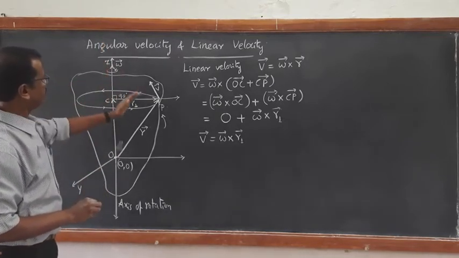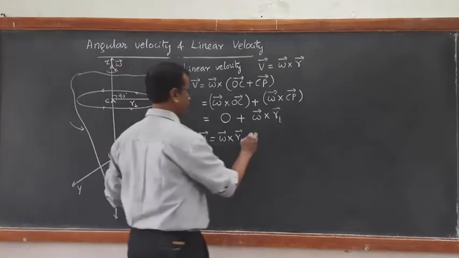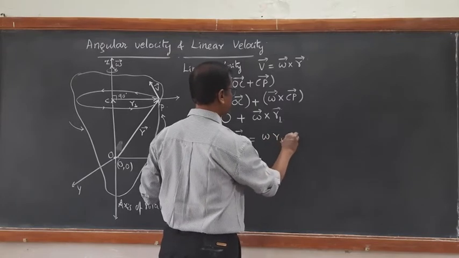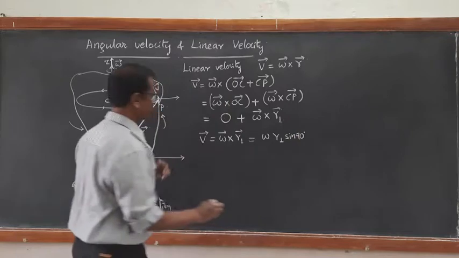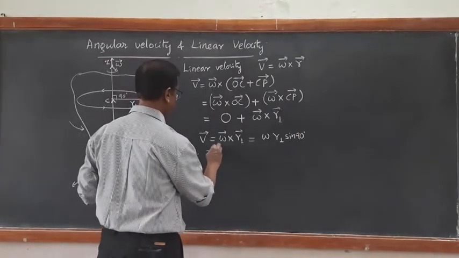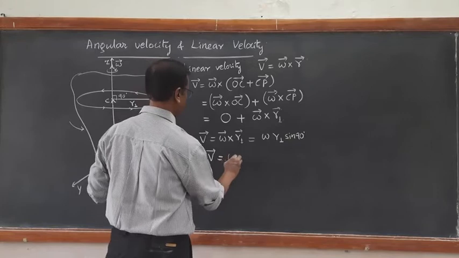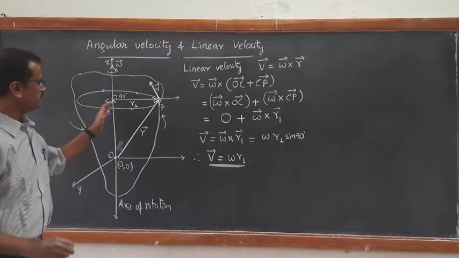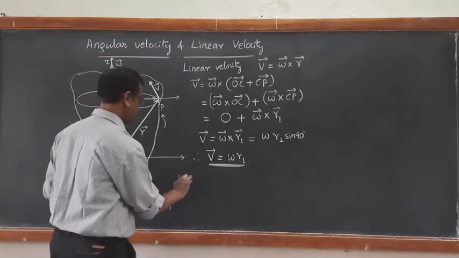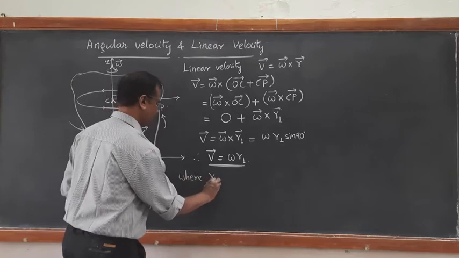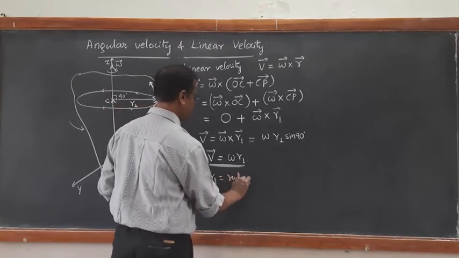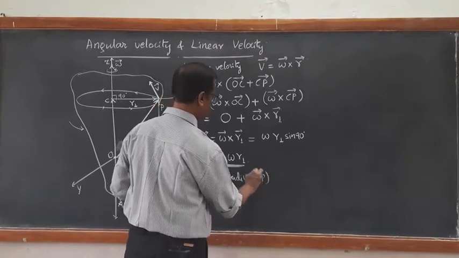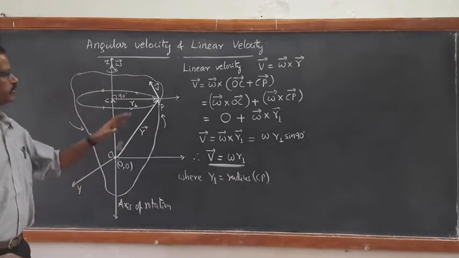Angle between omega and r perpendicular is 90 degrees. So is it not omega r perpendicular sin 90? So sin 90 becomes 1. Therefore, V for this particle P now becomes omega r perpendicular. That's how we define that. r perpendicular is the radius CP, where r perpendicular is the radius of the orbit of the particle, that I can write as C. Okay, this is how we work it out.